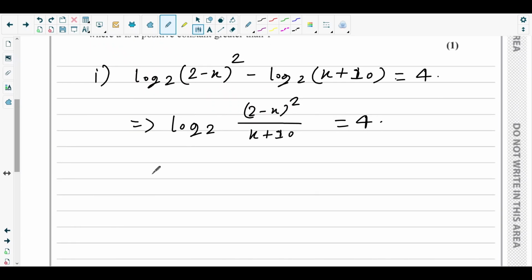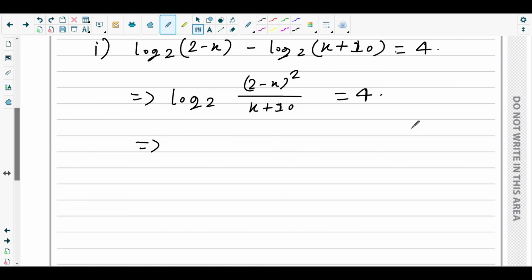Now we will apply this formula. If log base a of n equals x, then a to the power x equals n. So in place of a it is 2 here, and in place of x it is 4. So 2 to the power 4 equals (2 minus x) whole squared over (x plus 10).